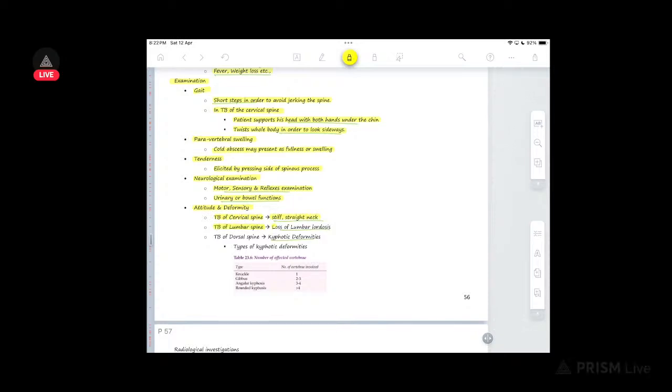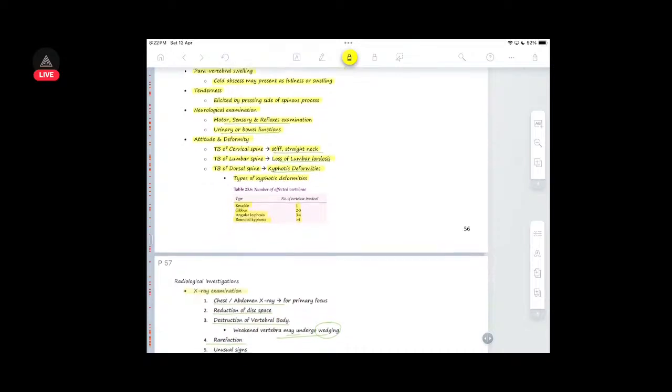TB of lumbar spine will have loss of lumbar lordosis. TB of dorsal spine, you will have kyphotic deformities. So types of kyphotic deformities, you have knuckle, gibbous, angular kyphosis, rounded kyphosis. That is the order. And progressively it keeps on increasing the number of vertebra involved.